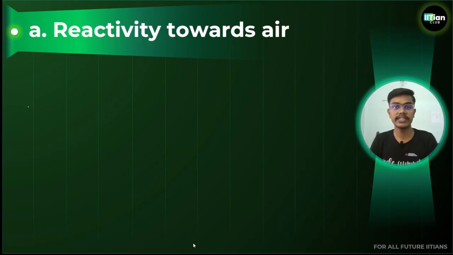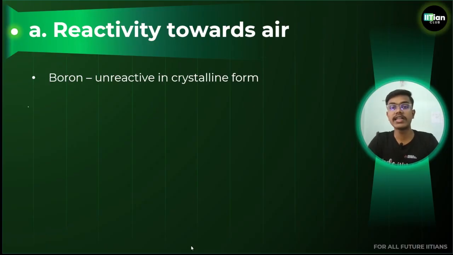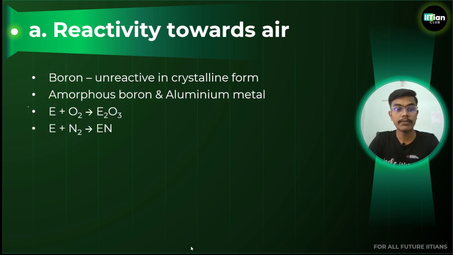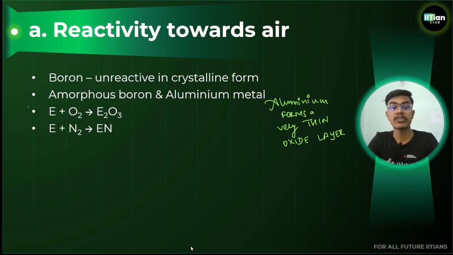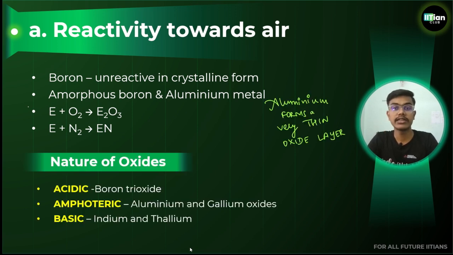Next up, we have reactivity towards air. Boron is unreactive in crystalline form, but amorphous boron and aluminum metal react with oxygen and nitrogen and form oxides and nitrides. You have to know that aluminum forms a very thin oxide layer over it, and the nature of the oxides formed is acidic for boron trioxide, and aluminum and gallium oxides are amphoteric. These things are important considering JEE Mains and NEET. Indium and thallium form basic oxides.